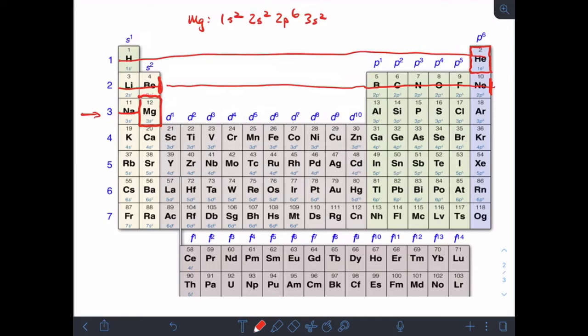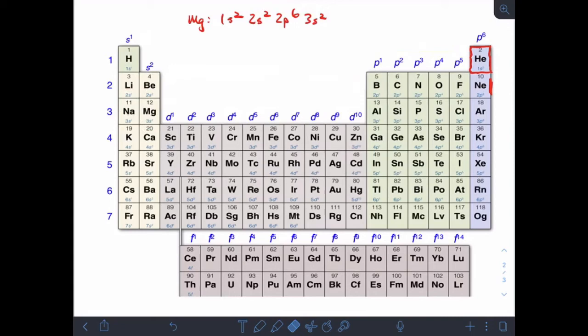Right, so I'm reading left to right, top to bottom, until I get to the element that I'm trying to find. And then I list things as they become full. So S2s, P6s, D10s, F14s.